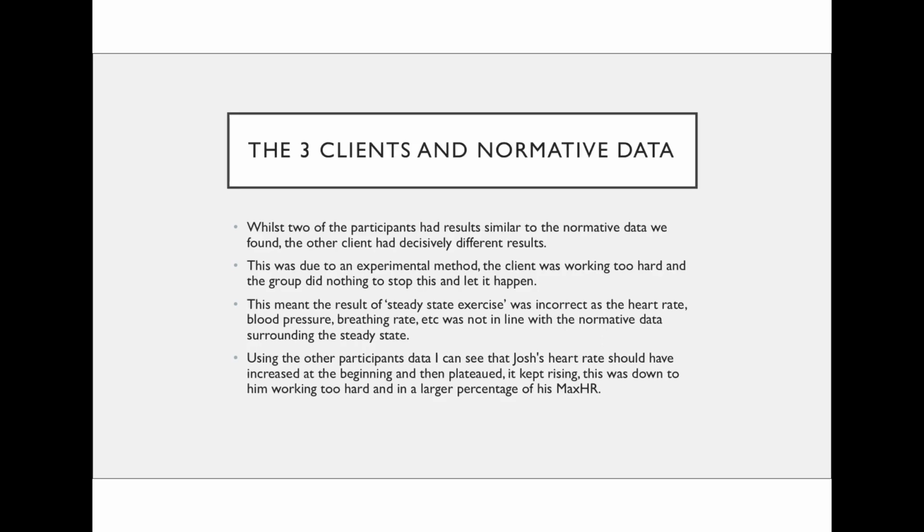Whilst 2 of the participants had results similar to the normative data, we found the other client had decisively different results. This was due to an experimental method. The client was working too hard and the group did nothing to stop this and let it happen. This meant the result of steady state exercise was incorrect, as the heart rate, blood pressure, breathing rate, etc. was not in line with the normative data surrounding steady state.